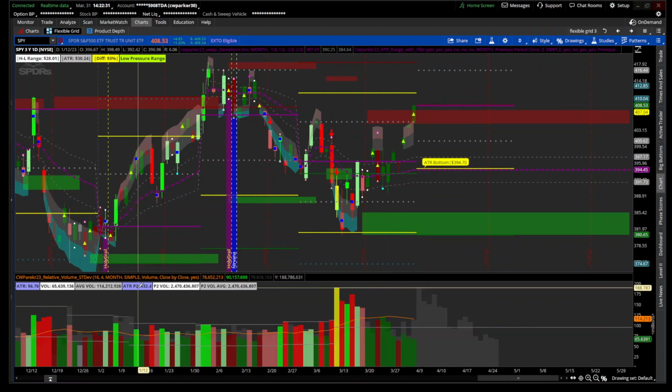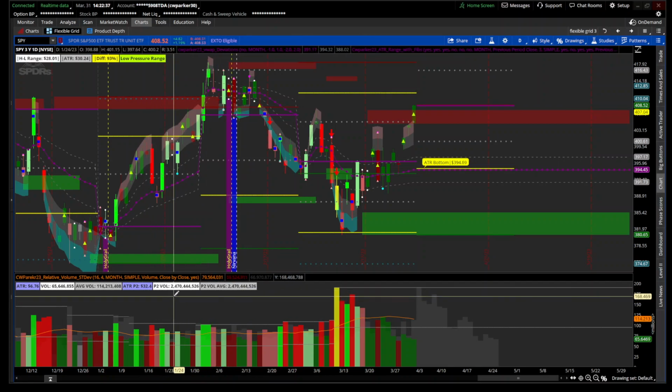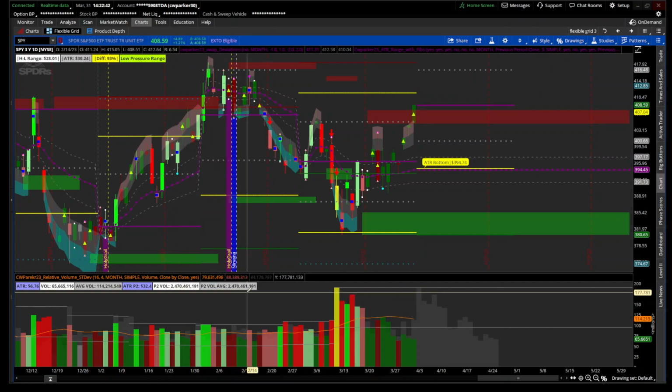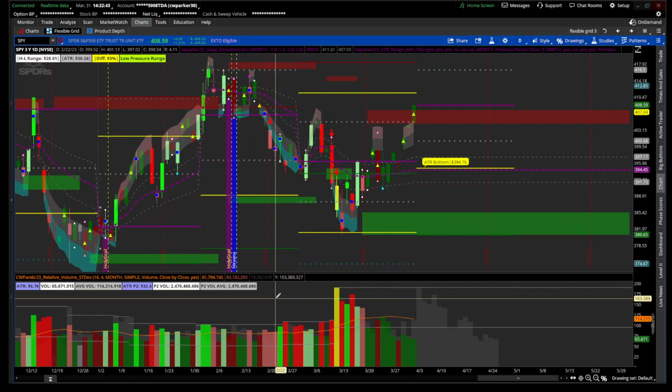And this period too, like I said before, is all based off of monthly. And right now, this would be your monthly volume right here, and this would be your average month volume right here, just to give you an indication if it's above or below.